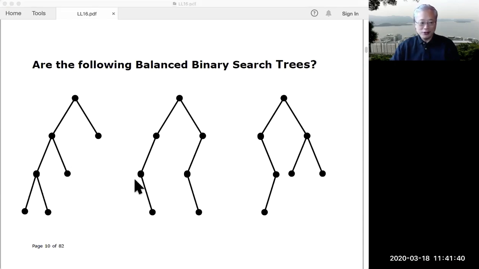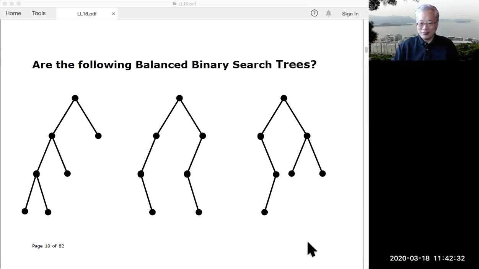So the middle one, is it balanced? Yes or no? No, very good. Which node has a problem? Does the root have a problem? The root has no problem. And this node? Yes, the child of the root. This child of the root has a problem because we consider the left subtree and right subtree, and the difference in height is two. Also this node as well. So you see, when a tree is not balanced, probably the root has no problem, but some intermediate nodes will have problems.